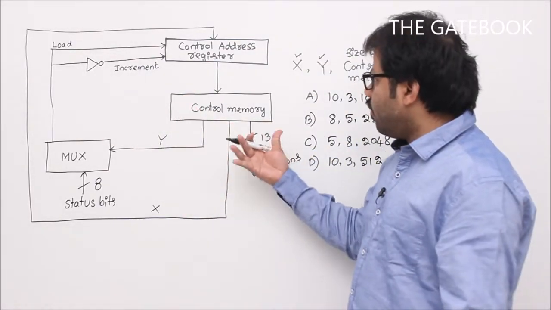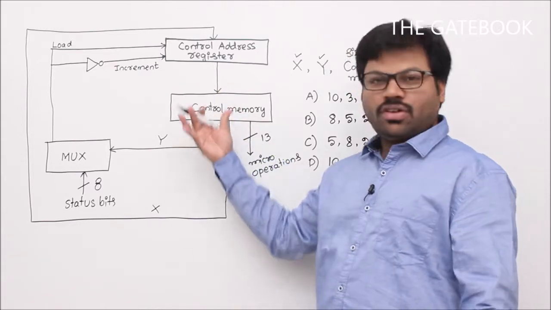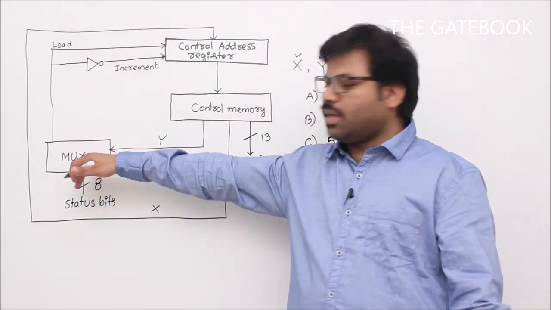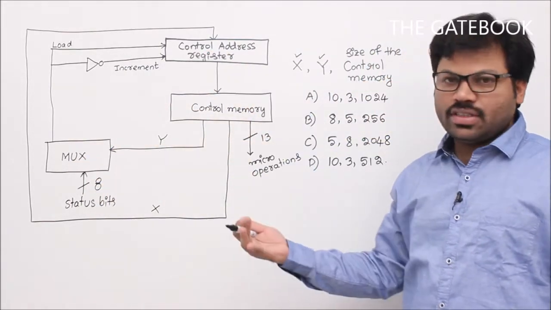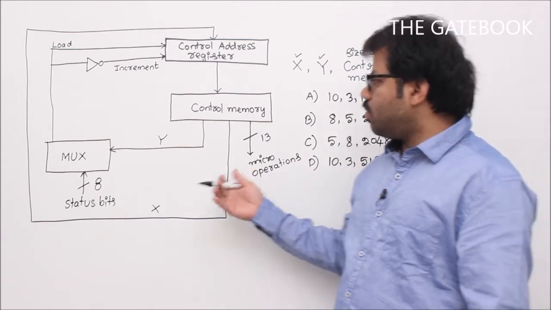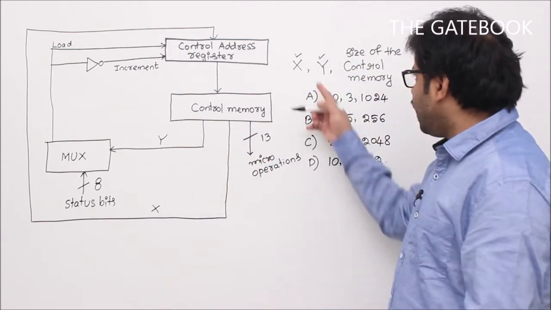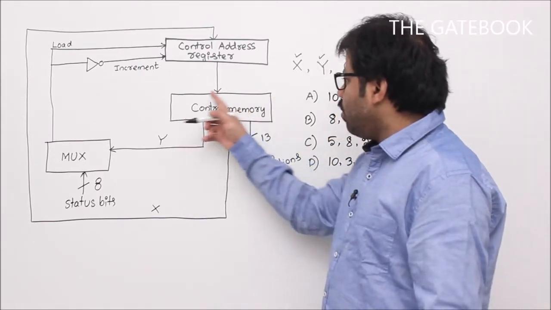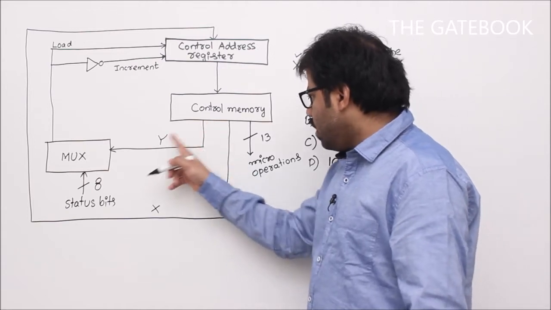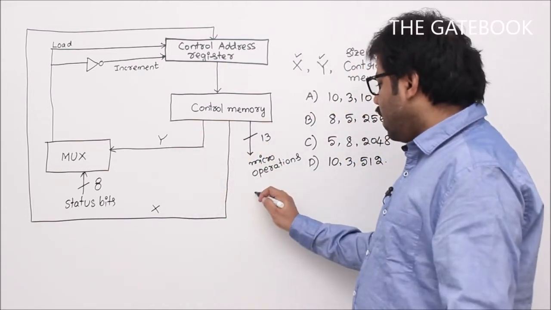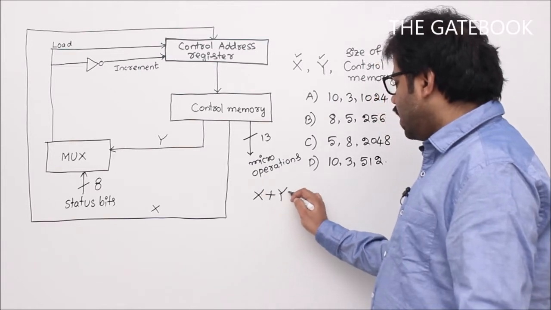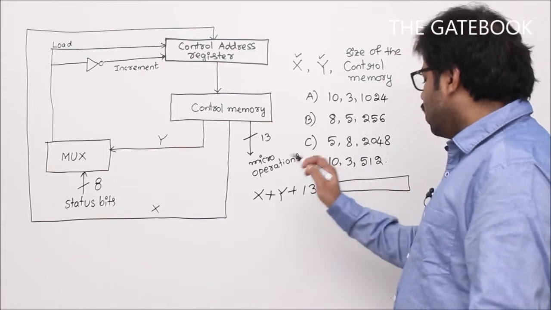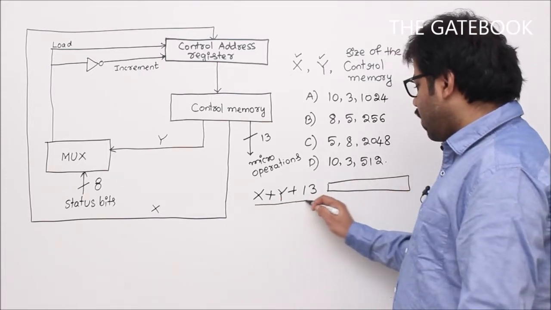Of course, you might have understood already some parts of this circuit. But clearly I'll explain why each and every device, this multiplexer and each and every circuit, is required. Let us start solving this problem without understanding much. The question is directly x, y, control memory size, right? So let me directly focus on this one. Control memory is divided into three parts. One is Y, one is X, one is 13. So finally X plus Y plus 13 is the size of each control word, right? In a control word there are these many bits, X plus Y plus 13.